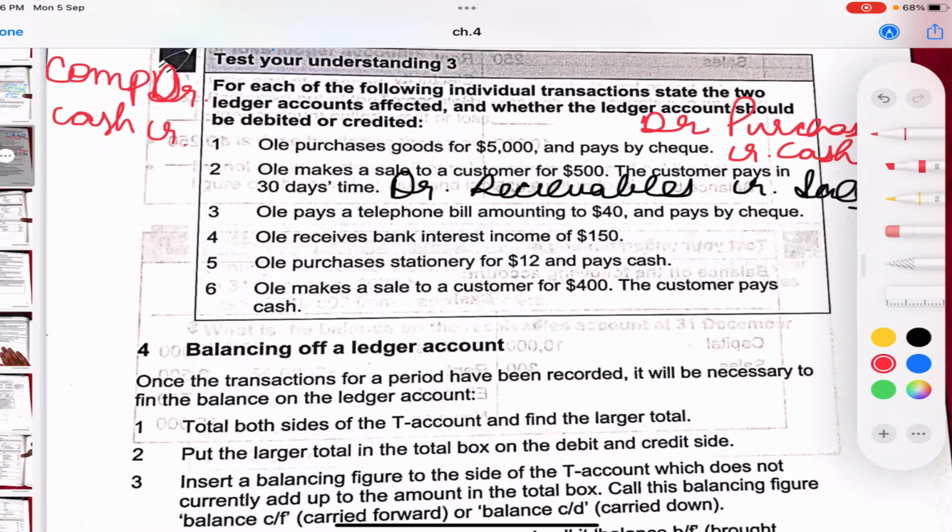So this is nothing but telephone expenses. This is the short form. Telephone expenses gets debited and cash gets credited.